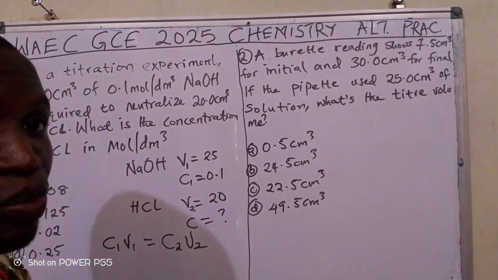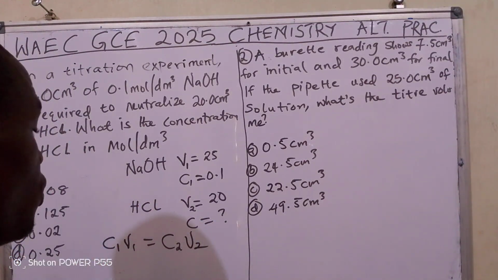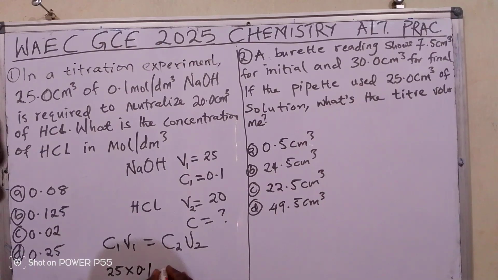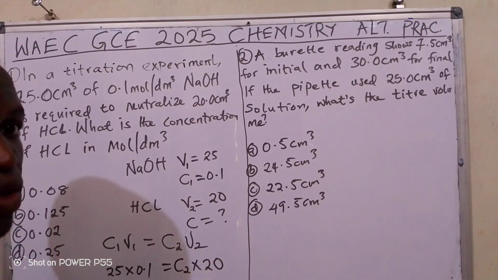So with this, we will be able to calculate the concentration of hydrochloric acid. Our V1 is 25, C1 is 0.1, so this is equal to our C2, whose concentration is unknown. Let's leave it as C2 multiplied by 20, which is our V2. I hope you are following.